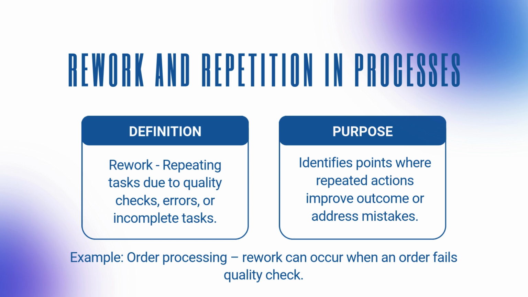The first is rework and repetition in processes. Processes often include rework where tasks are repeated due to quality checks or errors. Understanding and modeling this ensures a more resilient process design, as we can anticipate where issues may require redoing the work. For example, in order processing, rework might occur if an order fails a quality check and needs adjustments before fulfillment.